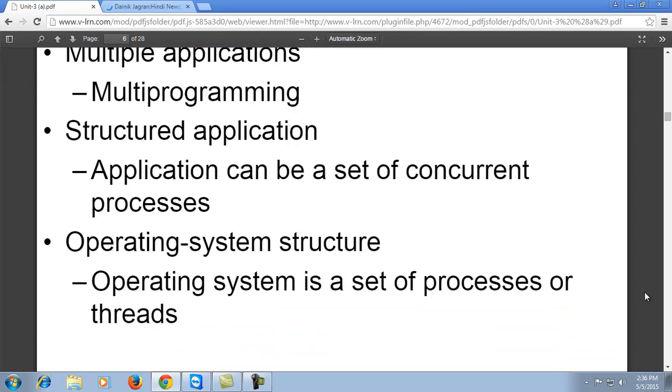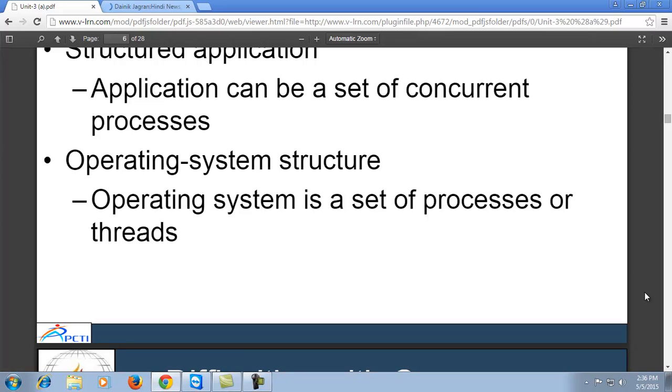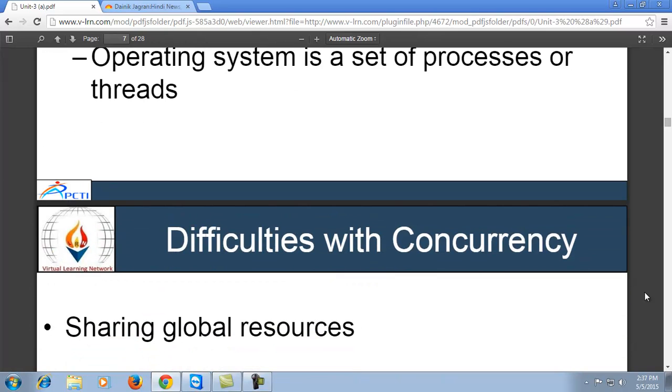Now the next one is operating system structure. Operating system is a set of processes or threads which are executing or completing particular tasks for achieving a common goal. That kind of processes are always running inside the computer system, controlled by the operating system for the smooth working of the system, its efficiency, and maximum utilization of available resources.